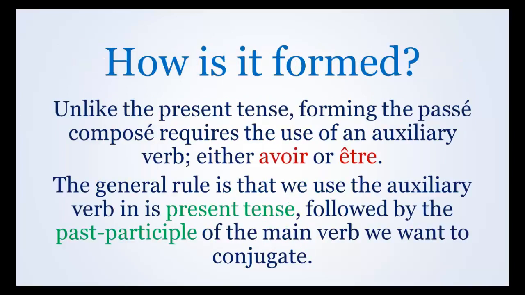And how is it formed? So, unlike the present tense, forming the Passé Composé requires the use of an auxiliary verb. So that's either avoir or etre. The general rule is that we use the auxiliary verb in its present tense, followed by the past participle of the main verb we want to conjugate. The past participle is what we're going to have a look at in the next couple of slides.